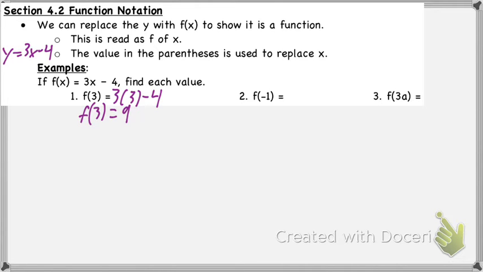Thank you. So 9, and what do we do with it? Minus 4. So what is 9 minus 4? 5. So f of 3 is 5. That's just saying when x is 3, we get 5 out of our function. So when I plug 3 into my vending machine, I get 5 out.